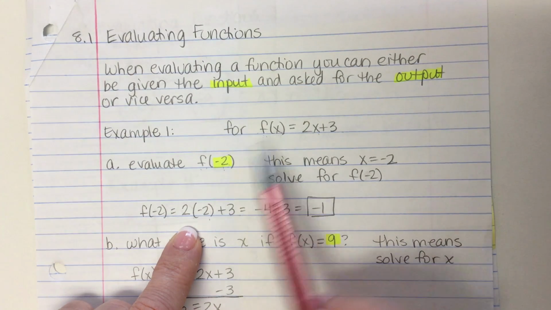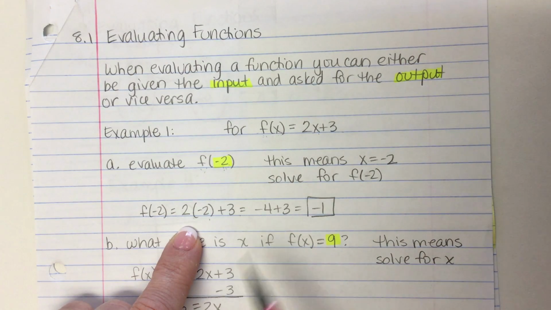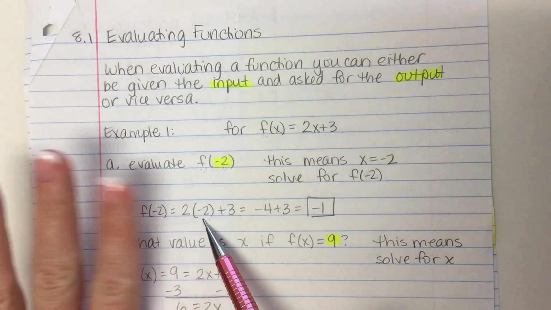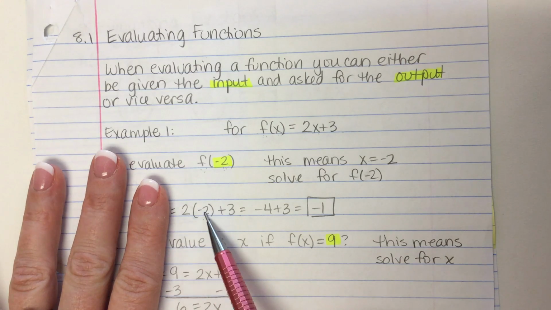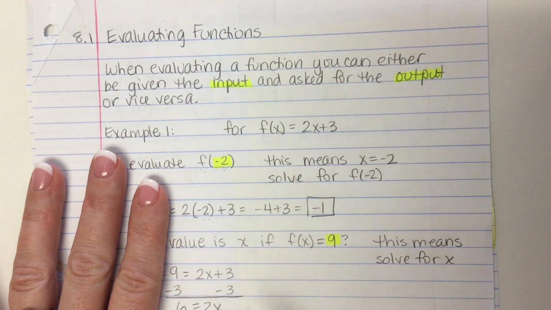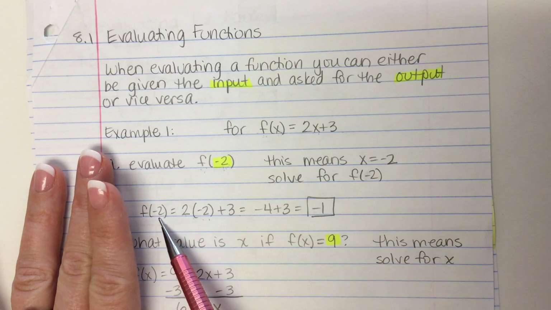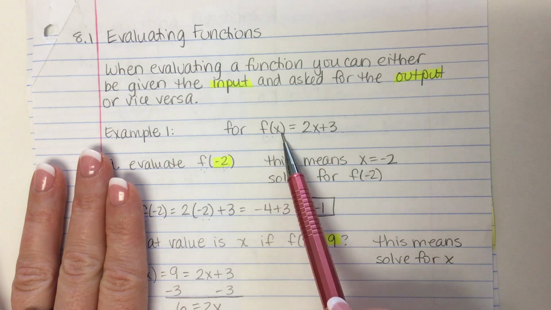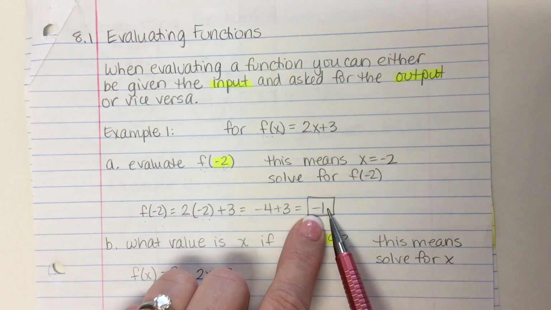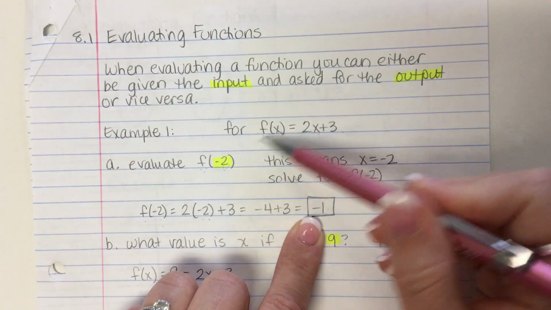It doesn't mean that I'm multiplying f and -2 together. This is just a way to represent functions. So I put in a -2, and I don't worry about the left-hand side. I go ahead and put in a -2 for x, and I evaluate. And I notice that when I have an f of -2, or the function has x equal to -2, the output is -1.